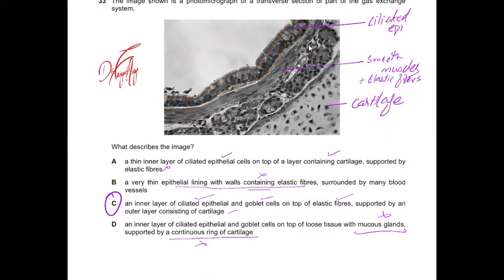An inner layer of ciliated epithelium and goblet cells on top of elastic fibers supported by an outer layer of cartilage. Yes, this is exactly what you see here. Inner layer of ciliated epithelium and goblet cells on top of loose mucous glands. No, we do not see mucous glands. Even if we think these are mucous glands supported by a continuous ring of cartilage, we don't see a continuous ring of cartilage in this diagram. We don't know whether this cartilage forms the complete ring or an incomplete ring.